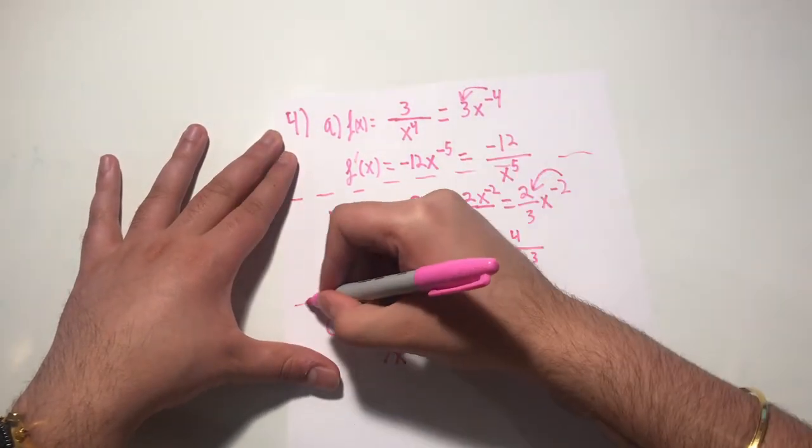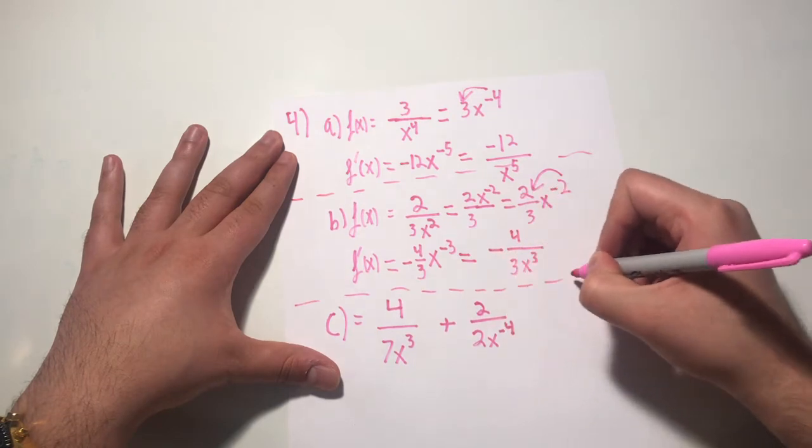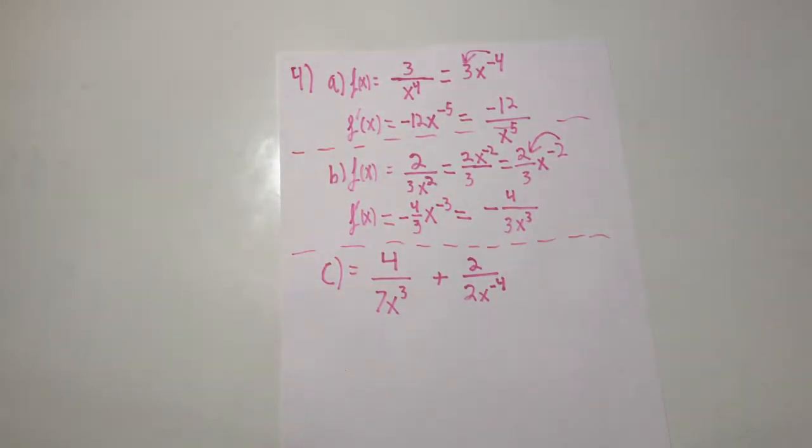Now let's look at an example where we have some stuff separated by an addition and subtraction sign. Okay, so let's see here. We have 4 over 7x to the third, and then that's added to 2 over 2x to the negative fourth. So we can do it one by one to take the derivative, right? The same rule still applies. When things are separated by addition signs, we can take the derivative individually. All right, so first thing, let's convert all of them to the form we want.